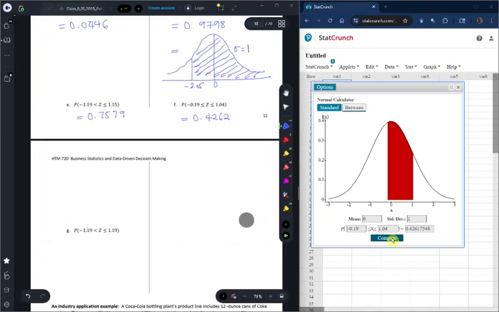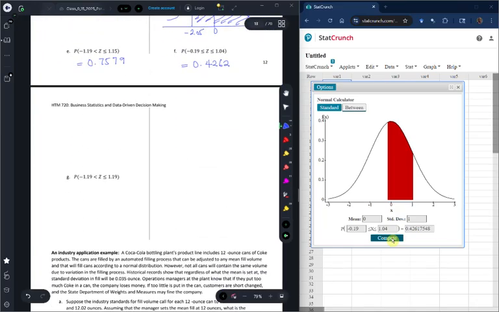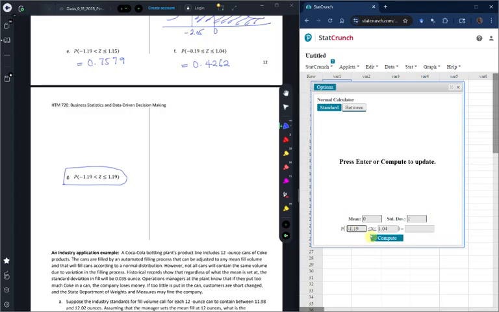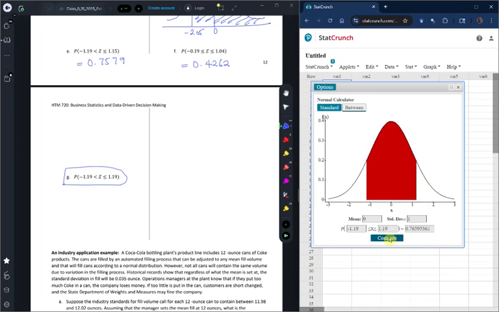Okay. Very similar example here in question G. All a matter of changing this back to negative 1, and then this is 1.19, and what would that be? So that is between those two values, and we have 0.7659.